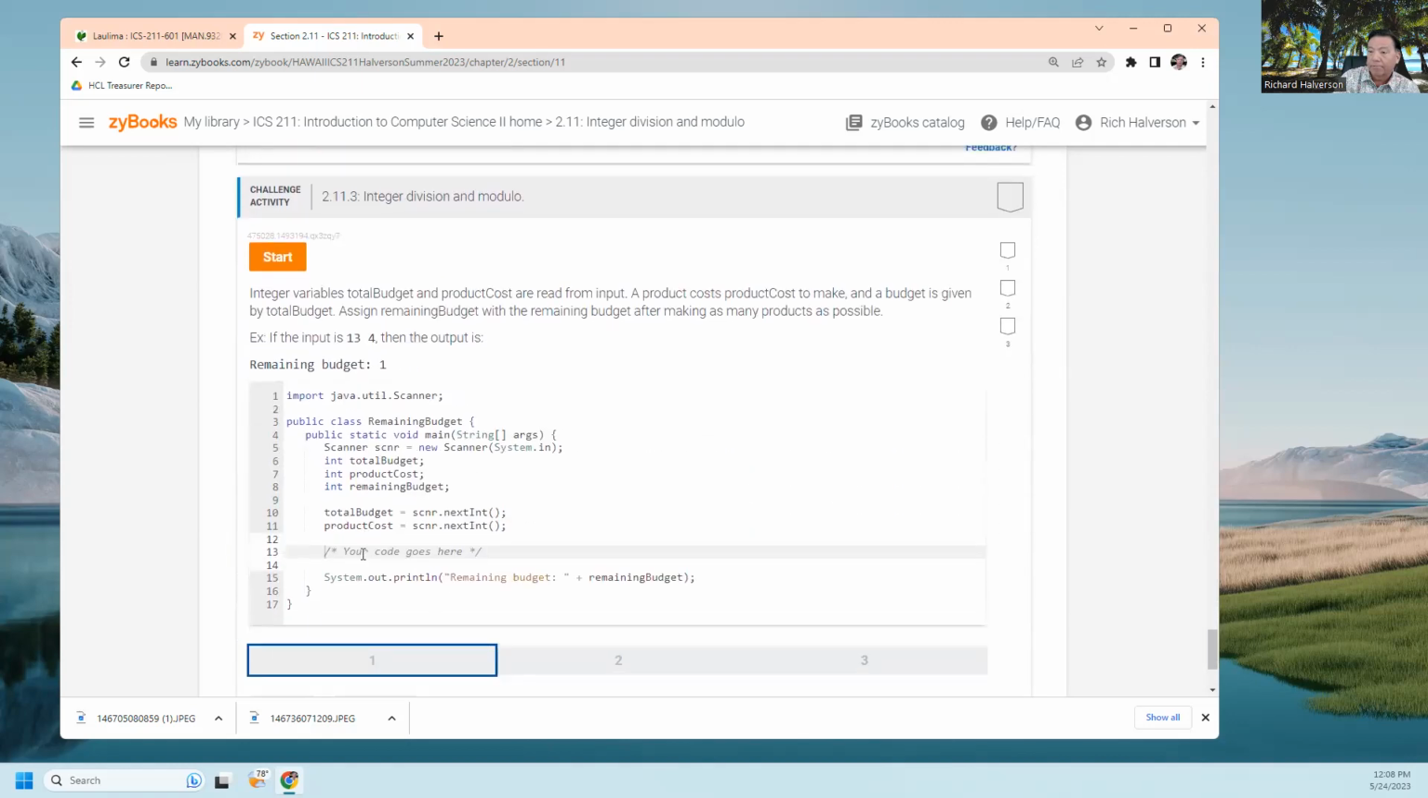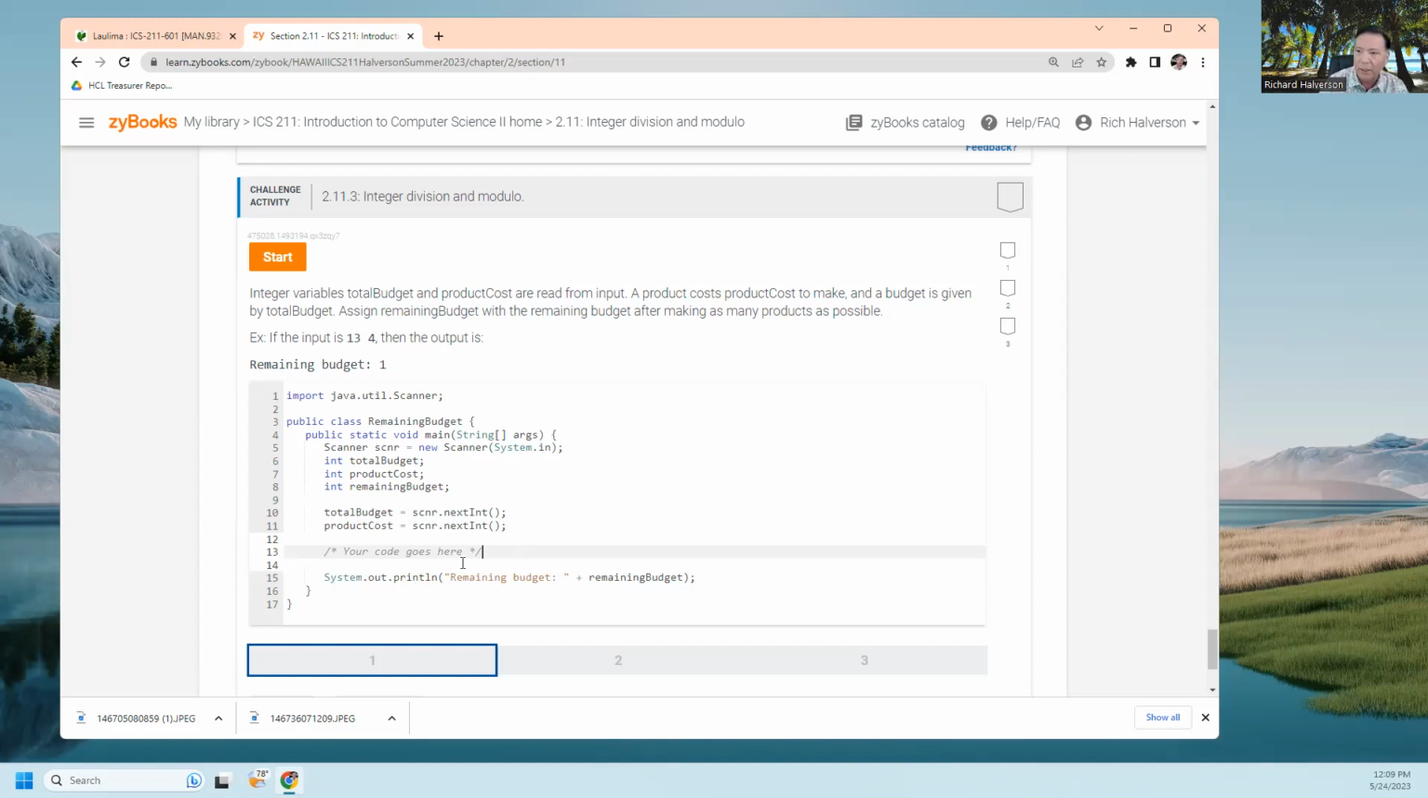What's the next one? Total budget and product cost are read in. A product costs this much, and the budget is given by that. Assign remaining budget to the remaining budget after making as many products as possible. It's not asking me how many products, just how much is left over.